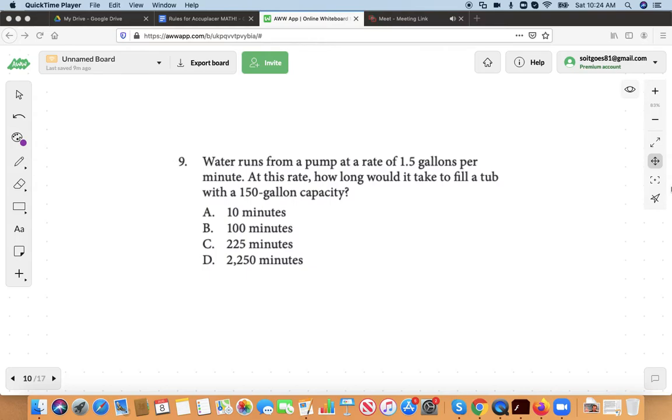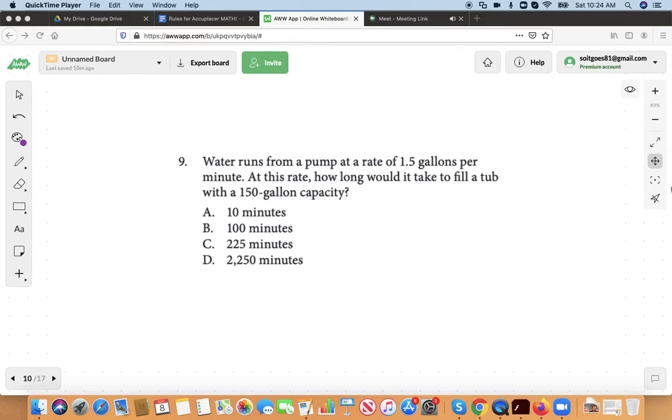Water runs from a pump at a rate of 1.5 gallons per minute. At this rate, how long will it take to fill a tub with a 150-gallon capacity? Capacity, right? Do you know what that means? I just think about a tub full of water. Well, I don't know if it's full of water right now. It's going to be. But capacity just means how much it holds. Does that make sense? Okay.